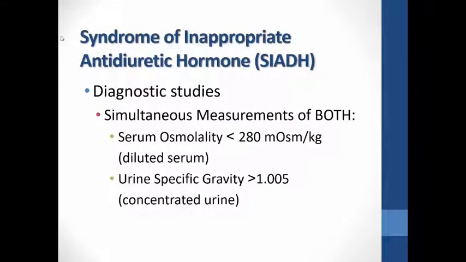So in terms of looking at SIADH, you're looking at two measurements simultaneously: what's in the blood and what's in the urine, okay? Whatever it is that you hold on to in the vasculature, subsequently you're going to have the opposite effect in the urine.